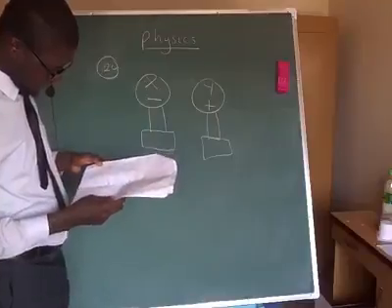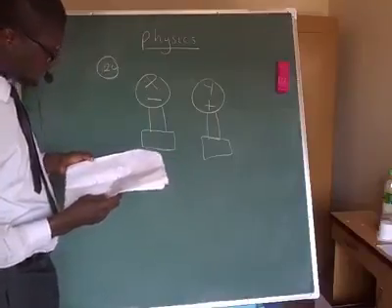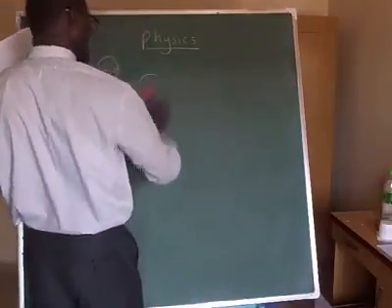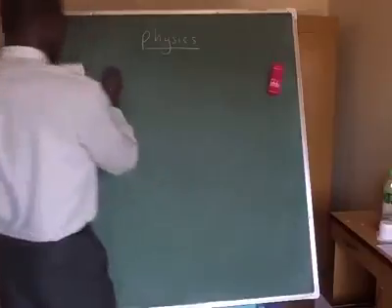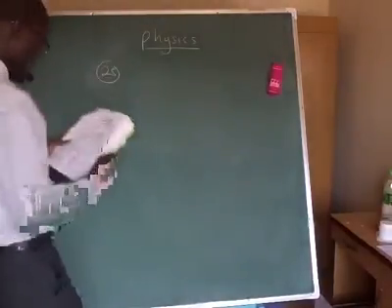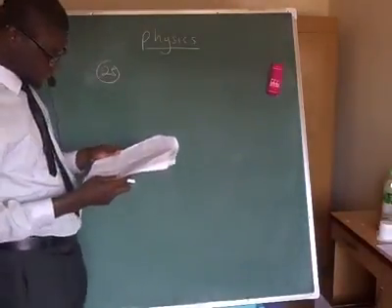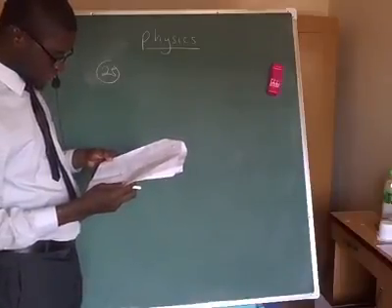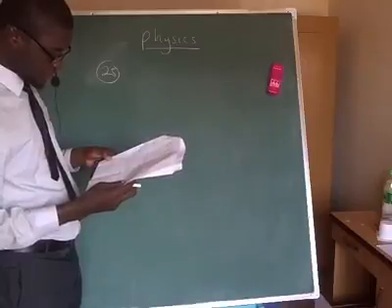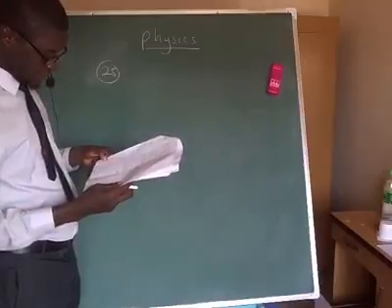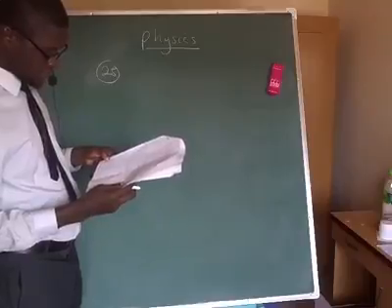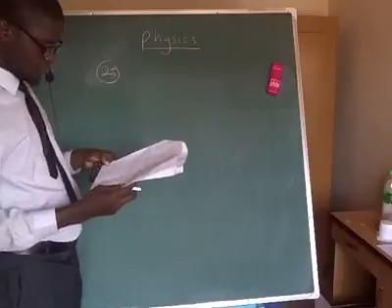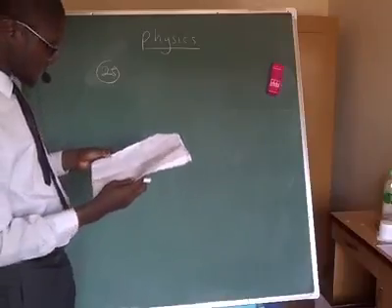Question 25 is also a calculation. So the question says, a block of aluminum of mass M is heated electrically by a 25-watt heater. If the temperature rises by 10 degrees Celsius in 5 minutes, calculate the heat capacity of the aluminum.